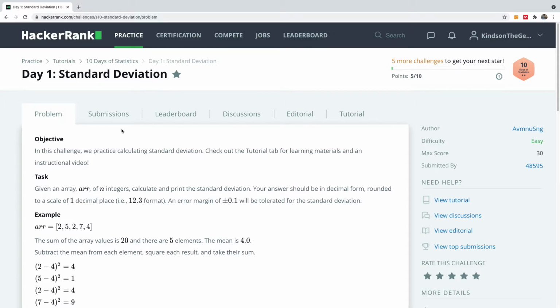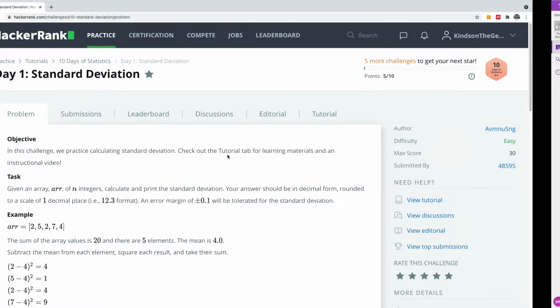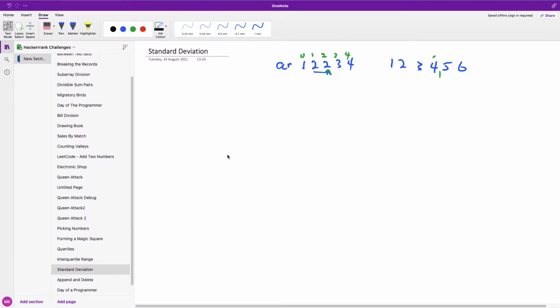So welcome to another interesting challenge in HackerRank, and this is day one, continuation of our day one of 10 days of statistics, and today we are going to be talking about standard deviation. Let me just briefly tell you what the standard deviation of a set of items is.